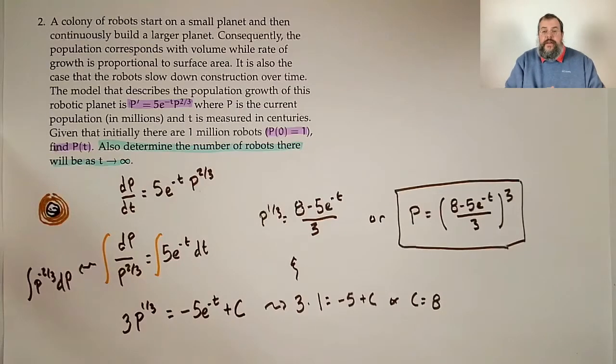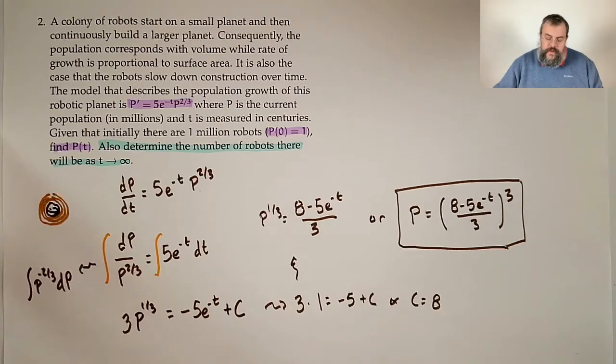Good. Now, there's that second part. What's the number of robots approaching? Now, I'll never get there. That's the whole point about infinity. It's not that it gets there, it's that it approaches. So what do we approach?